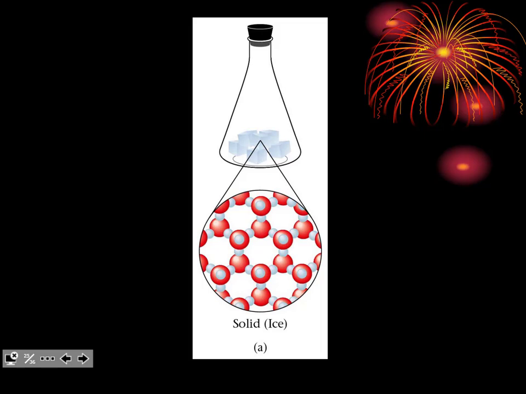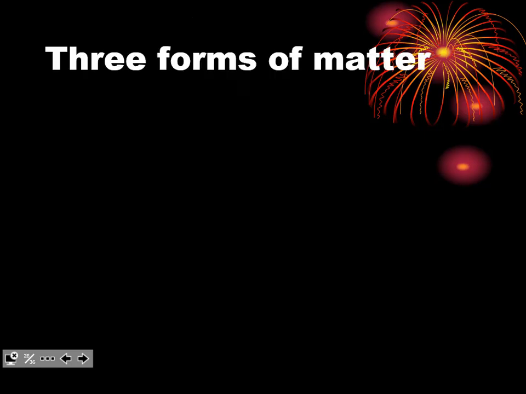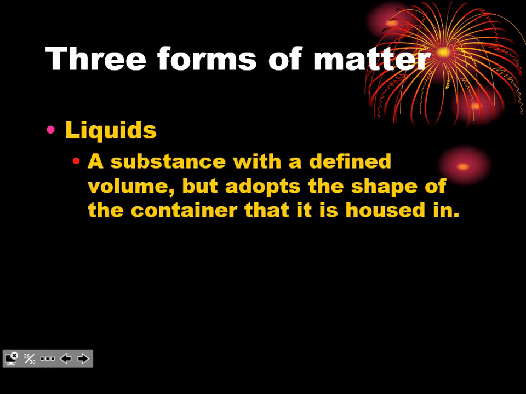They have a fixed volume. Let's say like this 2 liters. That's not going to change. And it has a fixed shape, whatever that shape happens to be. Liquids. This is a substance with a definite volume, but it adapts or changes to the shape of its container.